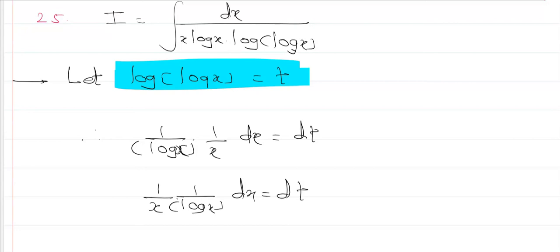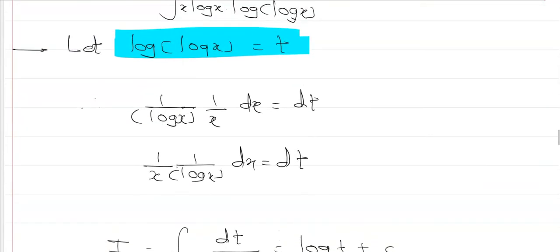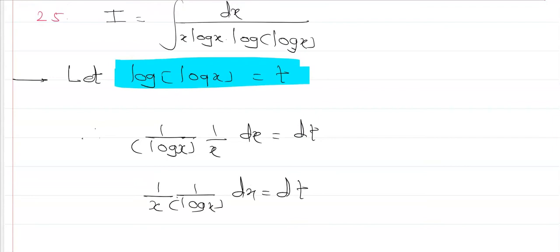That is, you can write this x again in the proper way. This is the log of x. 1 upon log of x into the derivative of log of x, which is 1 upon x into dx, is equal to dt. Here we have dx upon x into log of x. We get it. That is dx upon 1 upon x into 1 upon log of x into dx is equal to dt, and I get the value of dx upon x log of x, and this is the value.